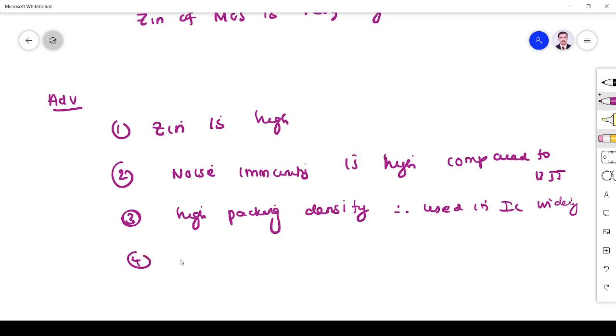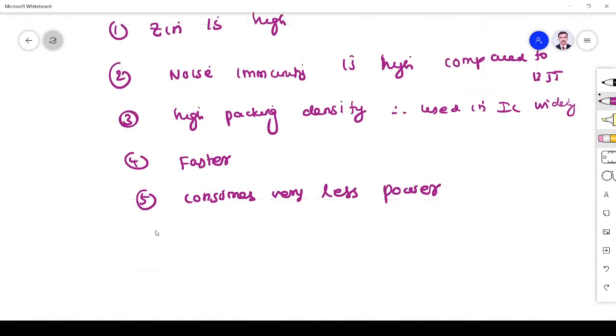And MOSFET is faster, and it consumes very little power. That is another advantage of MOSFET. And the last one is that scaling of the device is possible. Scaling, we can increase, right? So that and all we will see in the course. So scaling of MOSFET is possible.